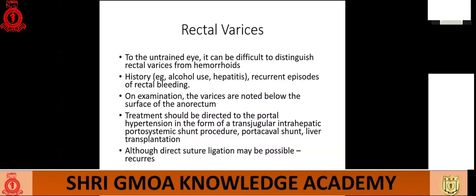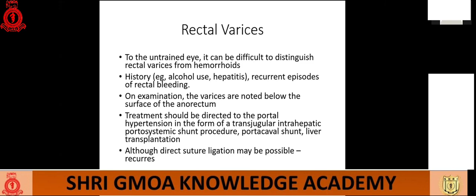Another important thing is rectal varices, because if we misinterpret rectal varices as hemorrhoids, they can bleed a lot, and even catastrophic bleeding can occur and patients can die. It's difficult to differentiate rectal varices from hemorrhoids. But if you take the history, use of alcohol, and other signs of liver disease, you can easily diagnose.